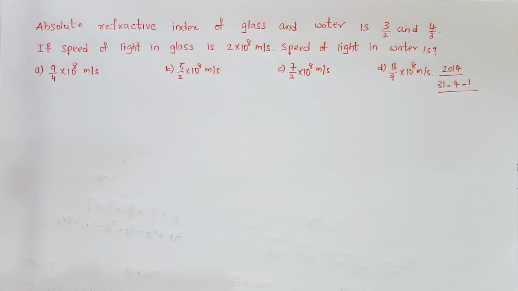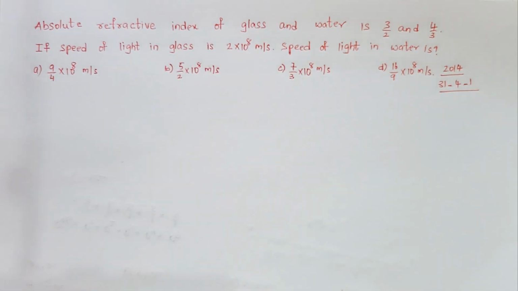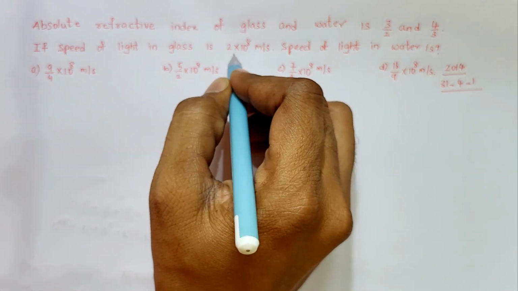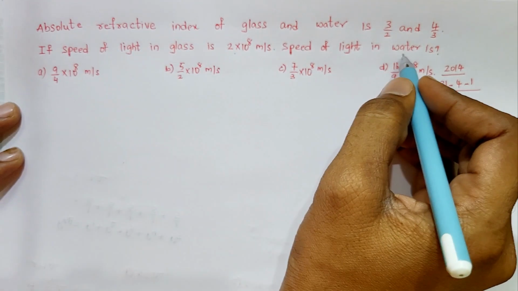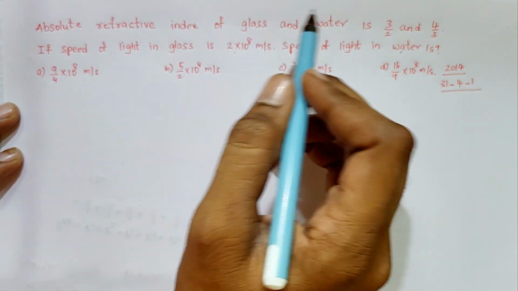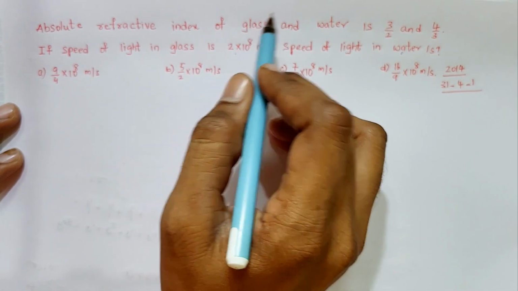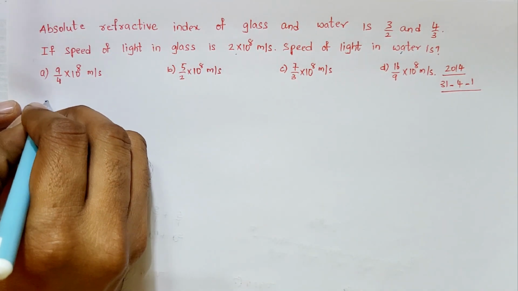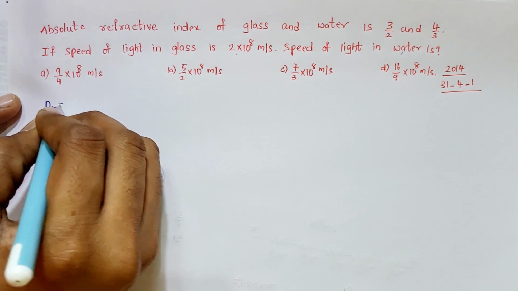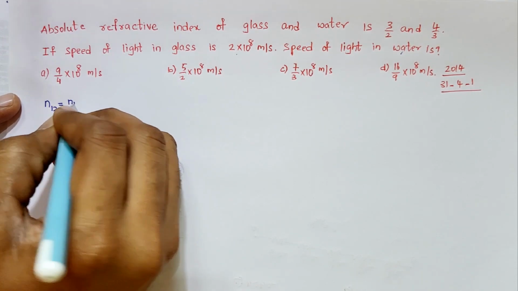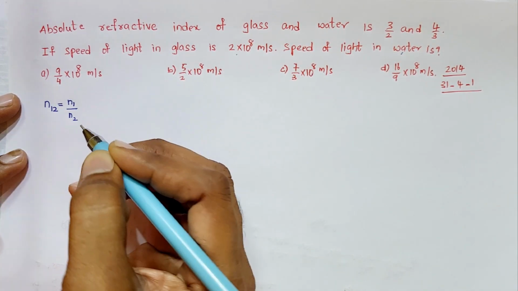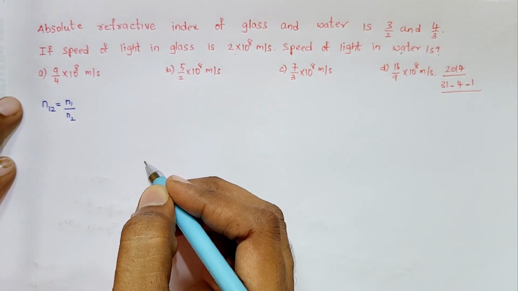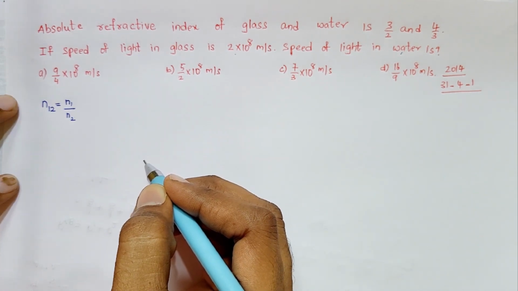The absolute refractive index of glass is 3 by 2 and water is 4 by 3. Now, they have given the speed of light in glass. It is 2 into 10 power 8 meters per second. Now, we have to find out the speed of light in water. But they did not give any relation between the refractive index of glass and water. We need to find that relation. We know the formula n12, refractive index of first medium with respect to second medium, will be n1 divided by n2. So, this formula can be used to solve this problem.